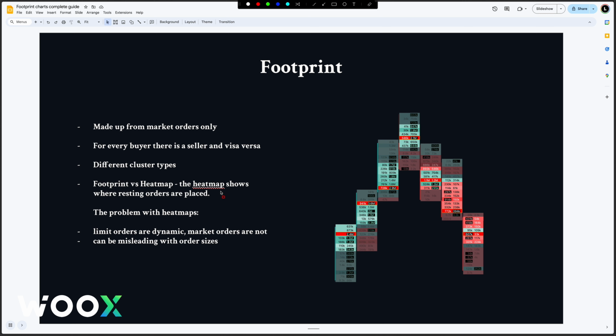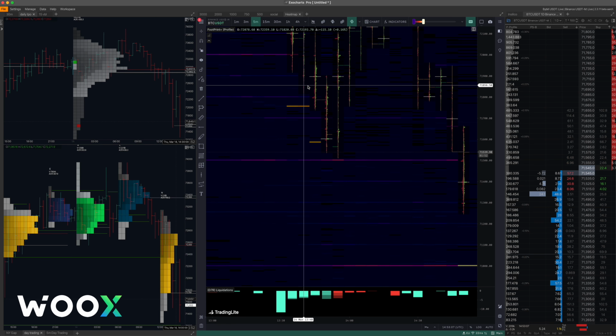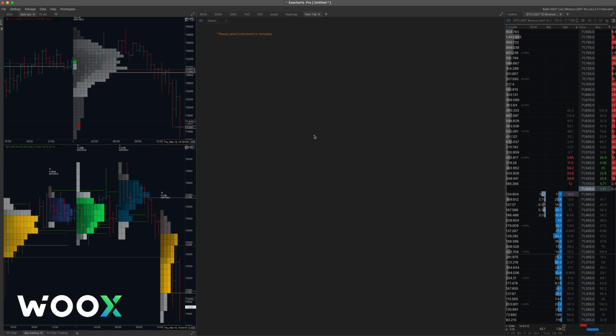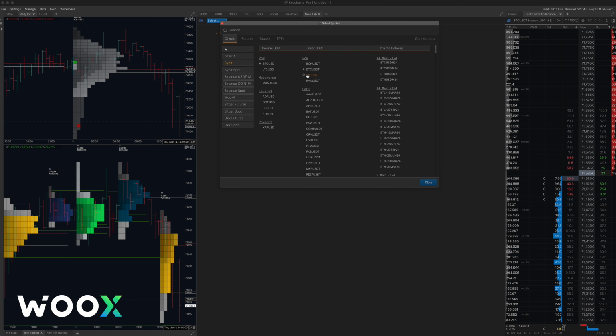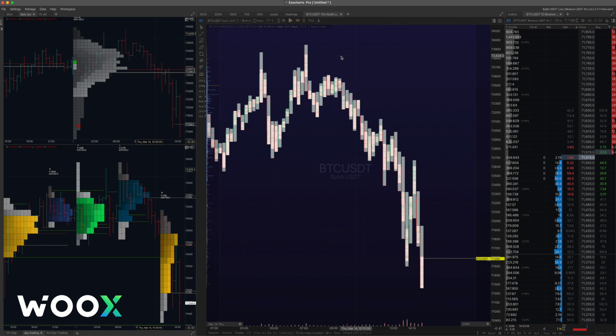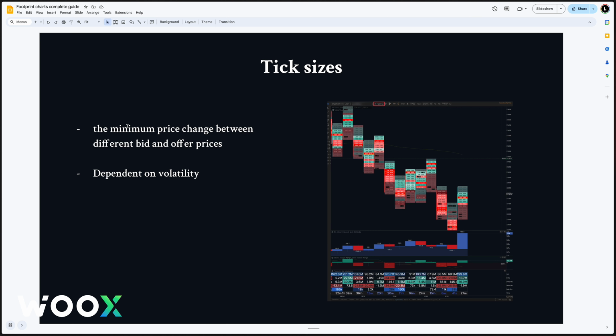Okay, tick sizes now, probably to cover this, if we just open up a fresh chart. Bybit, BTC USDT. We're going to open up a fresh chart here, and essentially tick sizes, like I said here, are the minimum price change between different bid and offer prices. So in crypto, what you'll see on Bitcoin generally is 0.1. That means 10 ticks is equivalent to $1. And they change based upon volatility in terms of your settings.